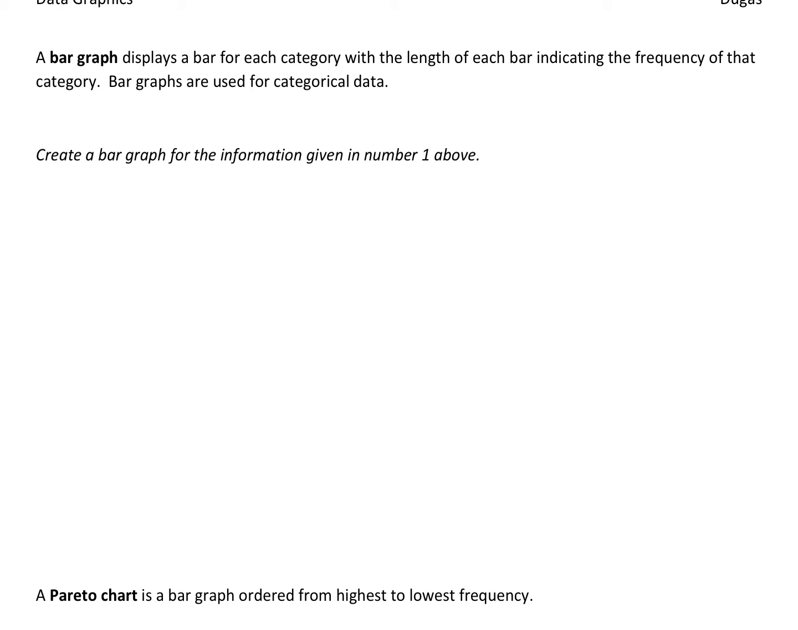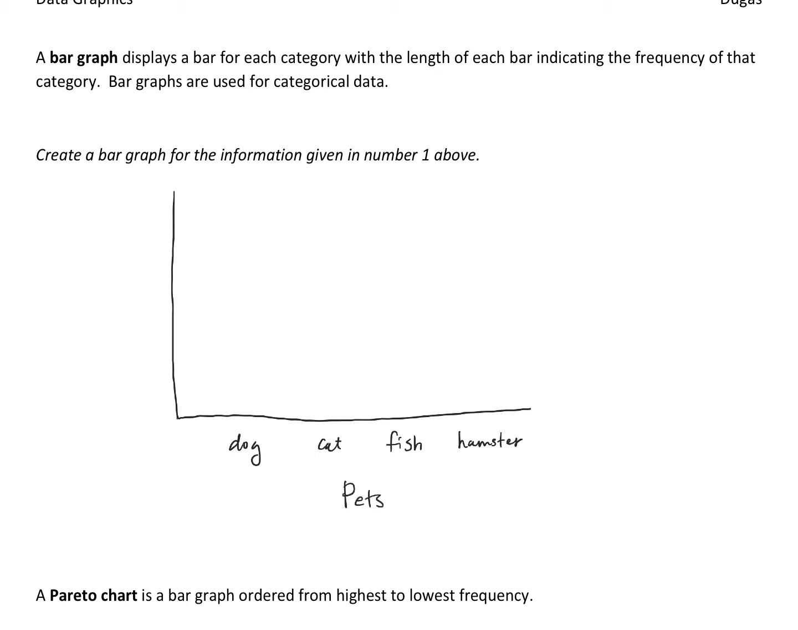So in a bar graph, you're going to have a vertical and a horizontal axis. On the horizontal axis, you're going to label your variable of interest. So in this case, it will be our categories of pets. So we'll have dog, cat, fish, and hamster. So you want to make sure you label that your horizontal axis is your pets. Your vertical axis is going to be the frequency.